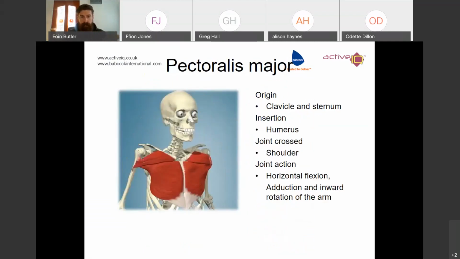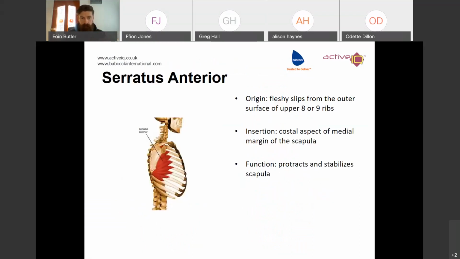Latissimus dorsi, pectoralis major, serratus anterior. Serratus anterior is another one of those muscles that adds on from our level 2 stuff. Origin: fleshy slips from the outer surface of upper 8 or 9 ribs, and the insertion is onto the costal aspect of the medial margin of the scapula. Basically, it starts on the top ribs, spreads across the ribs and inserts onto the scapula. Its function: it protracts and stabilizes the scapula.